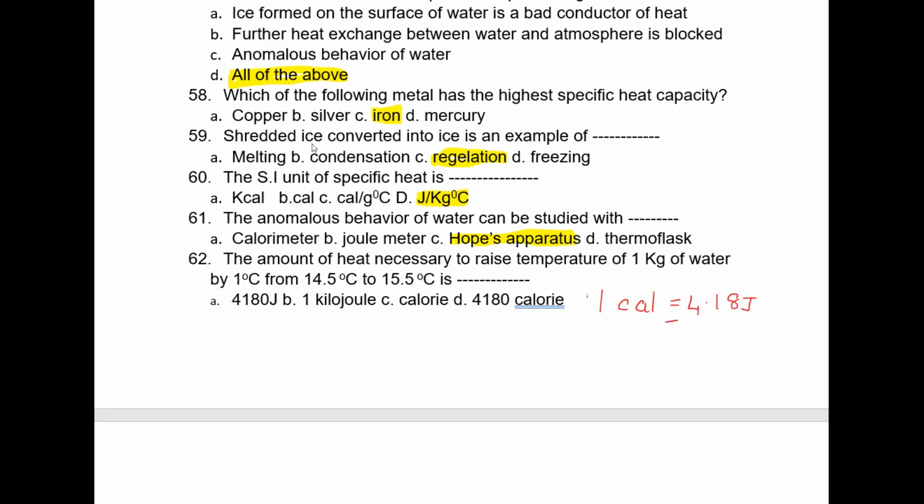Here we have 1 kilogram of water. So if you multiply 4.18 into 1000, we will get 4180 joules. So the correct option is option A, 4180 joules. This is the correct option.